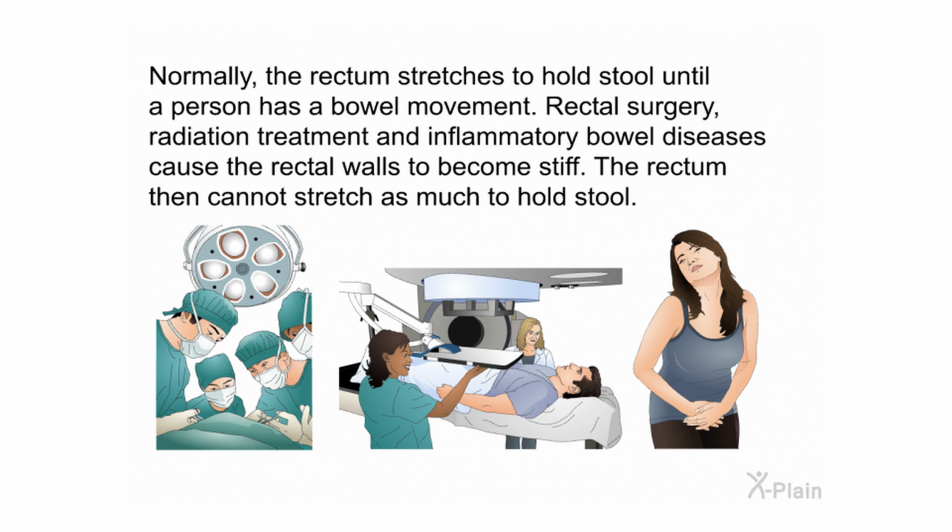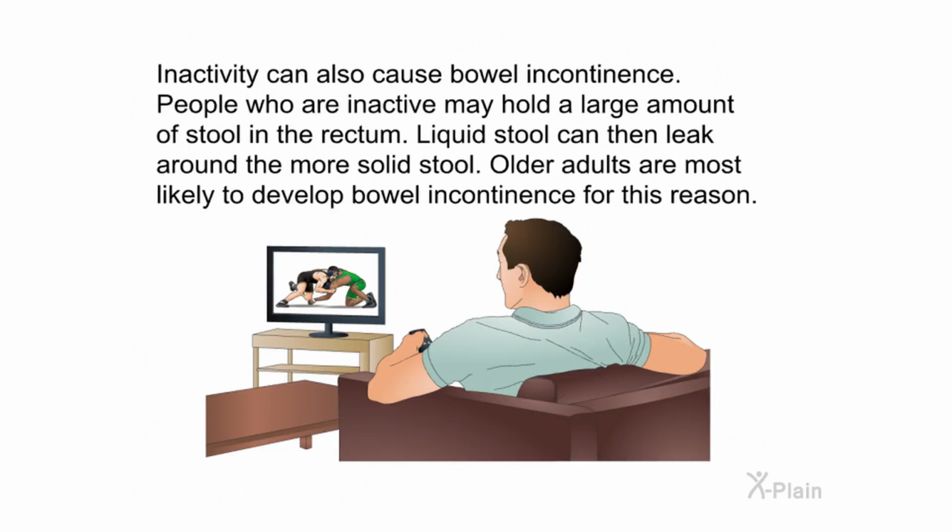Normally, the rectum stretches to hold stool until a person has a bowel movement. Rectal surgery, radiation treatment, and inflammatory bowel diseases cause the rectal walls to become stiff. The rectum then cannot stretch as much to hold stool. Inactivity can also cause bowel incontinence. People who are inactive may hold a large amount of stool in the rectum. Liquid stool can then leak around the more solid stool. Older adults are most likely to develop bowel incontinence for this reason.